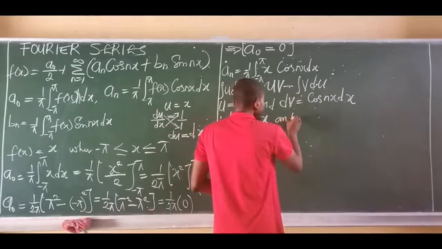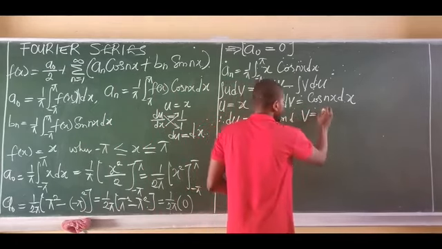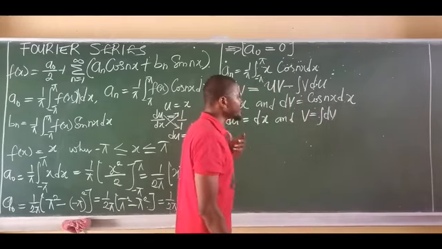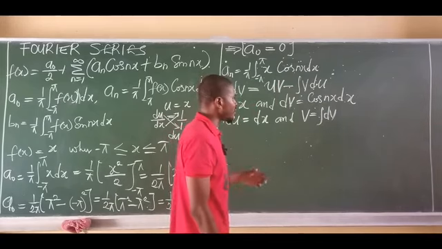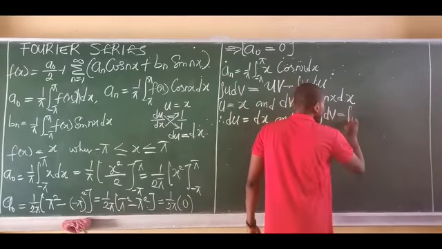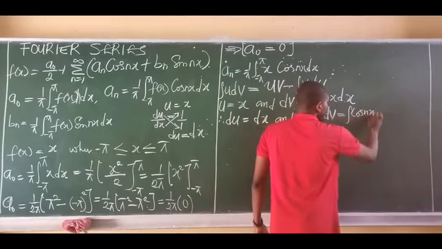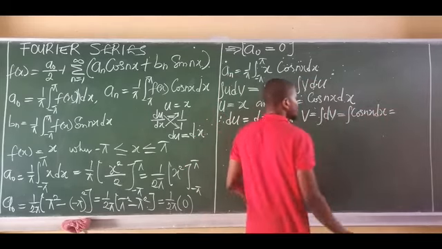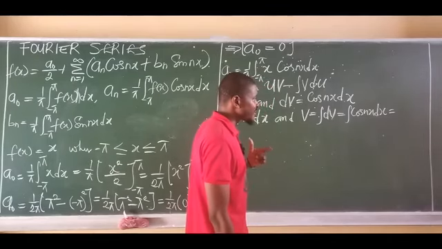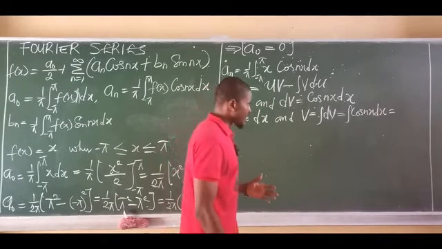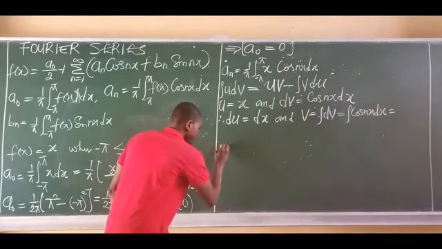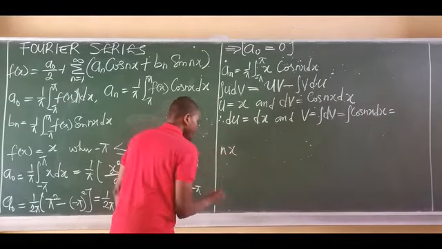And v is simply obtained by integrating dv. Simply by integrating dv, that's how you find v. And what is dv? It is this function here. So you're simply integrating cos nx dx. Now, take note, to integrate a trig function, the first thing you need to do is identify the angle. In this case, this is the integral of cos nx dx. The angle there is nx.